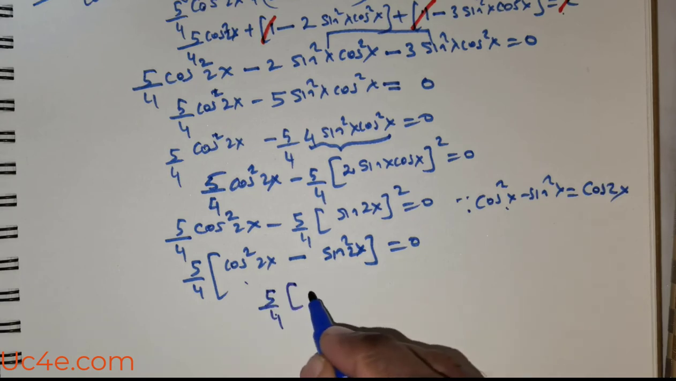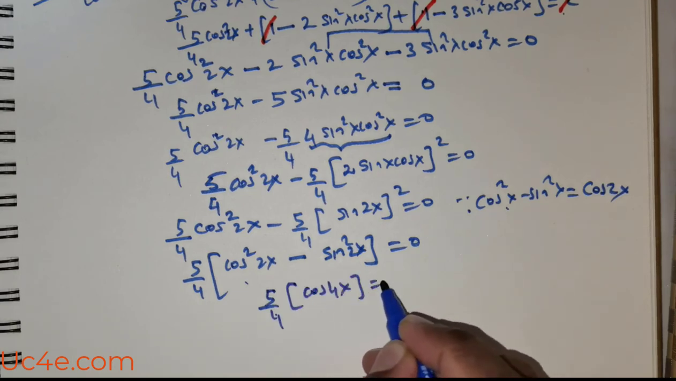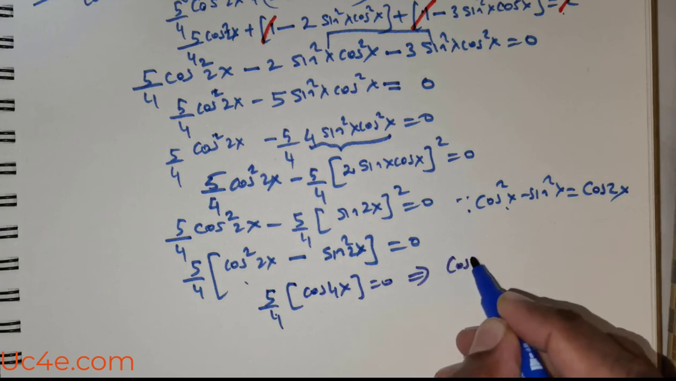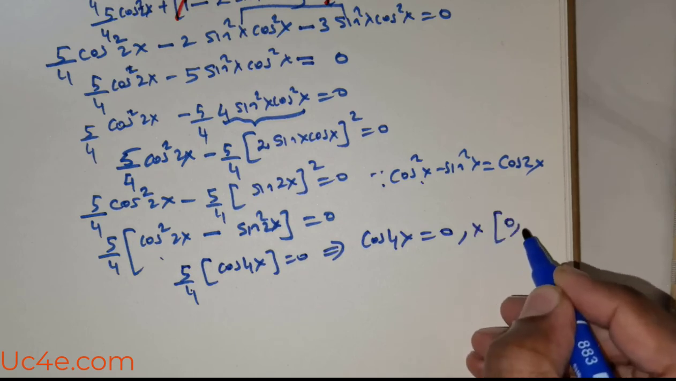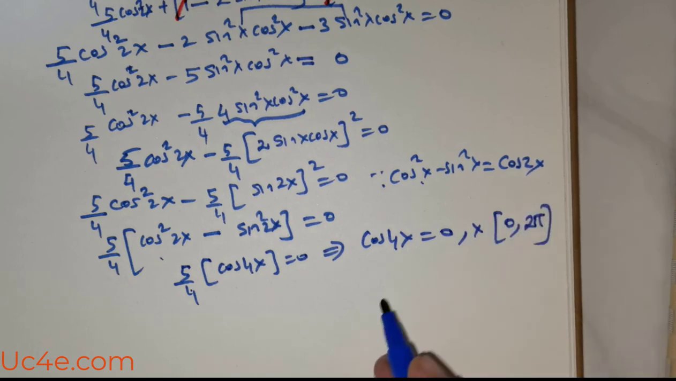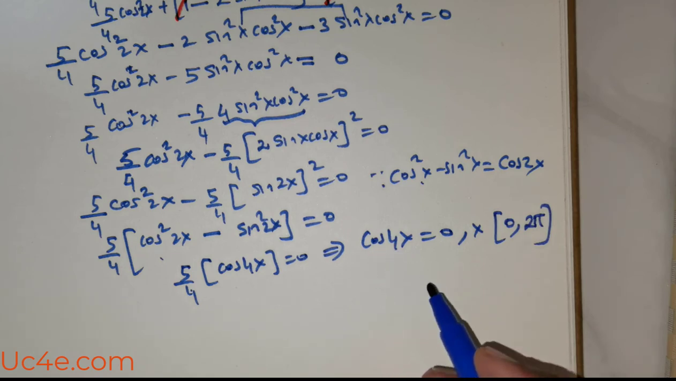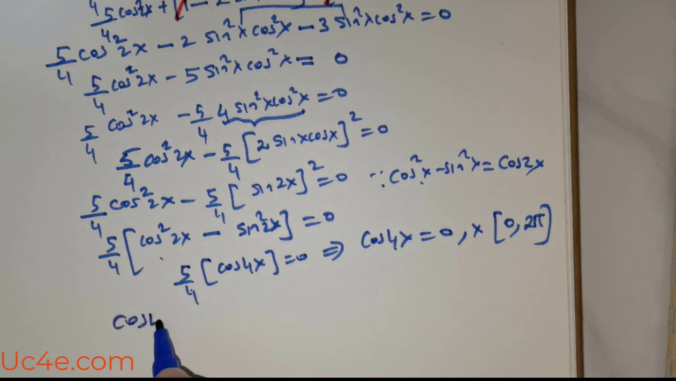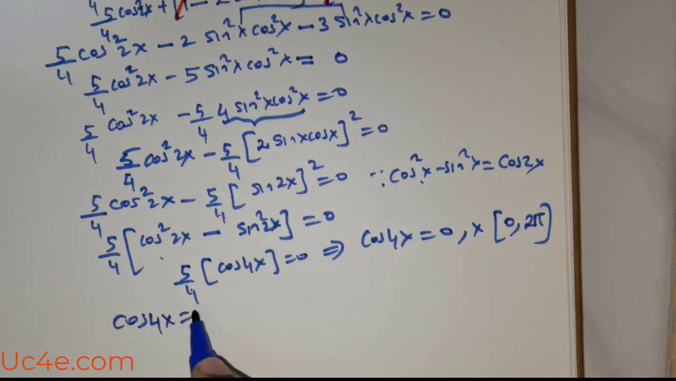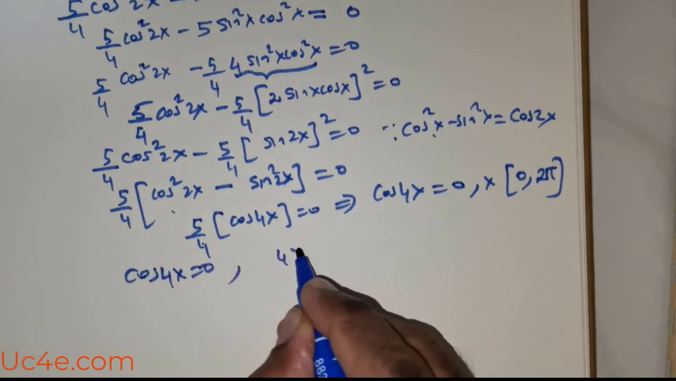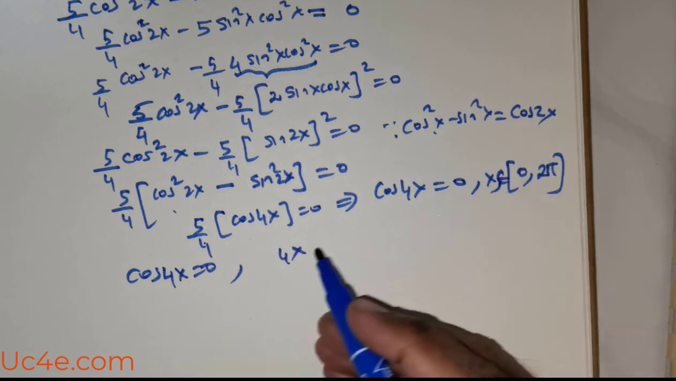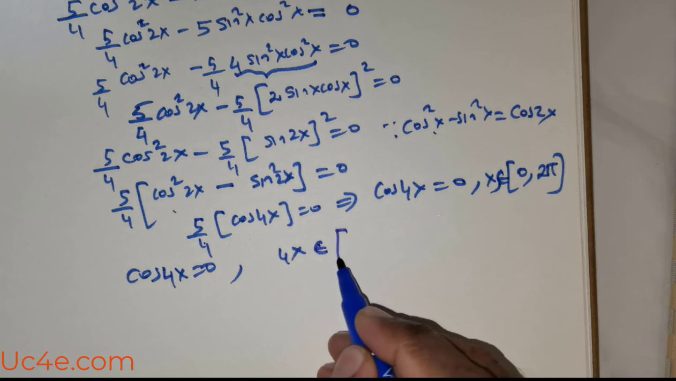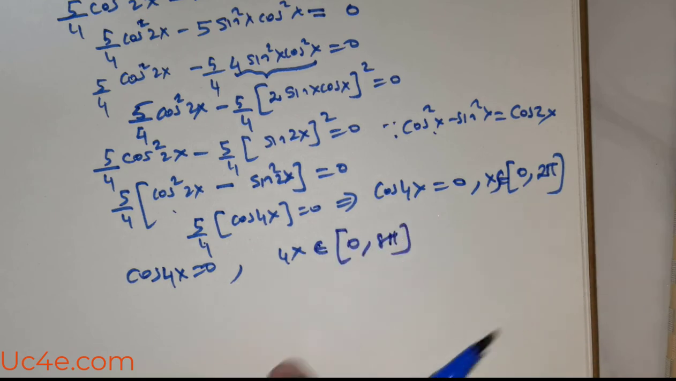5/4 of cos 4x is equal to 0, which implies cos 4x is equal to 0, and we are given x to be in the interval [0, 2π]. Now as I mentioned to you, drawing the graph for cos 4x is not going to be an easy affair. So I would consider it in this fashion. I would like to stretch this interval. So I have cos 4x is equal to 0, and x belongs to [0, 2π], so multiplying by 4, 4x belongs to [0, 8π]. So now the interval is stretched.